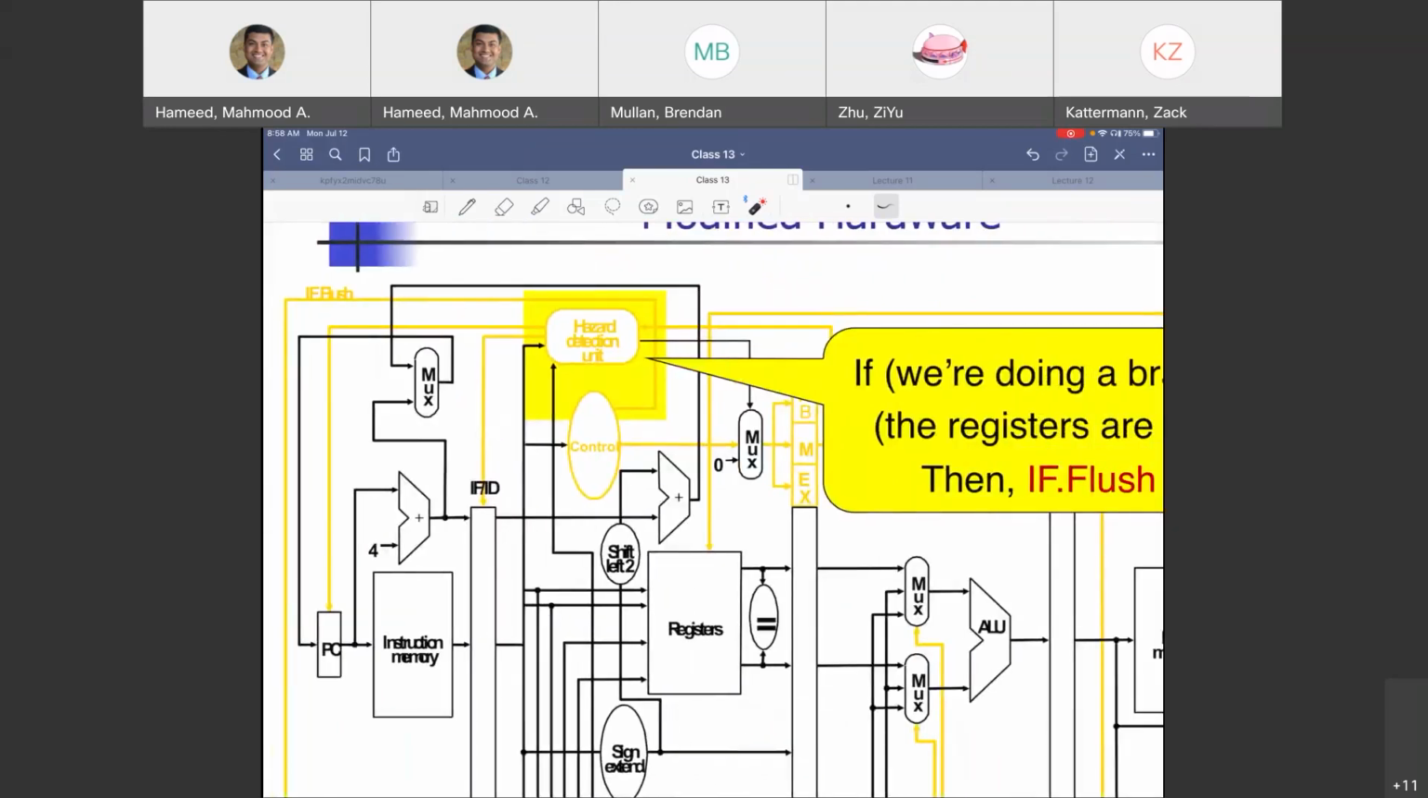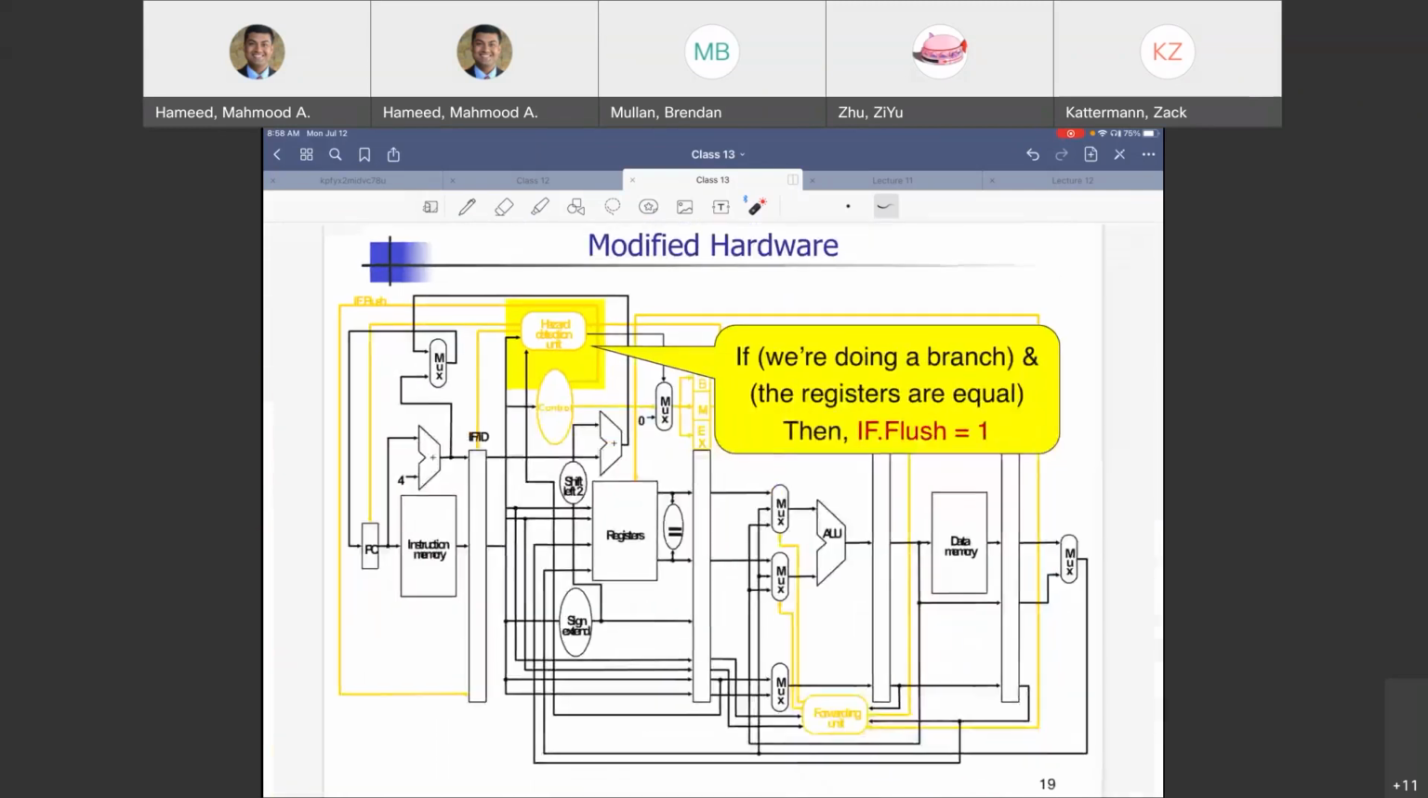The way you flush it out is, again, you have that hazard detection unit, which is going to detect whether you are doing the branch and the registers are equal. Those are going to be two more inputs to your hazard detection unit. The connections are not being shown over here, but the output of the comparator is functioning as the input over here. If the registers are equal and if you are doing the branch, the branching is essentially going to come from the control unit to the hazard detection unit.